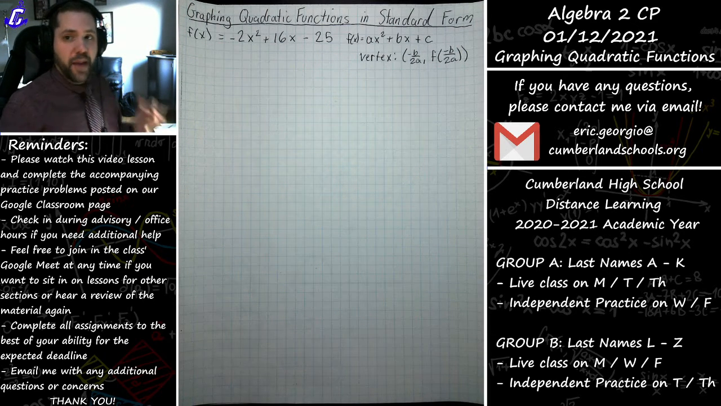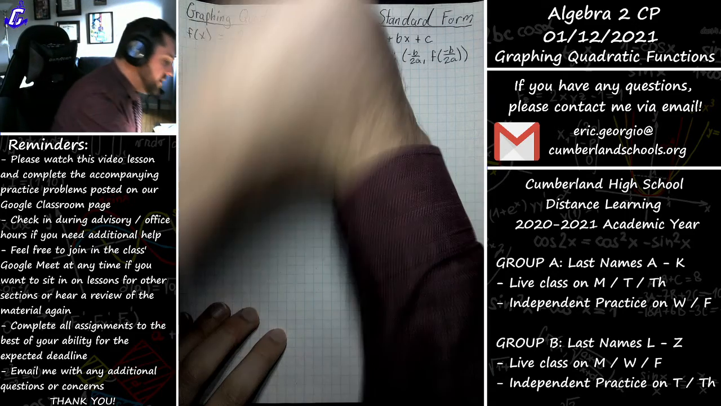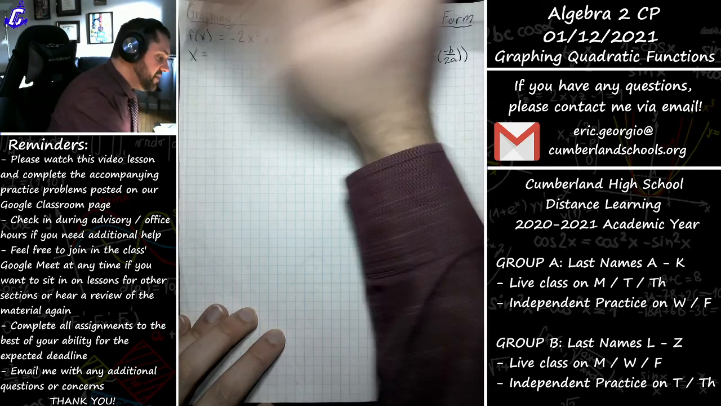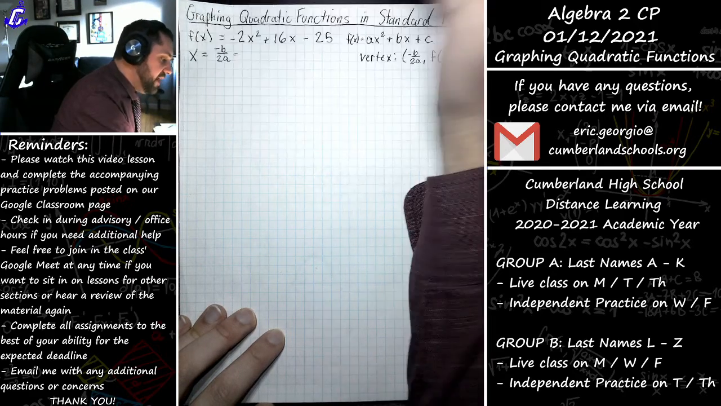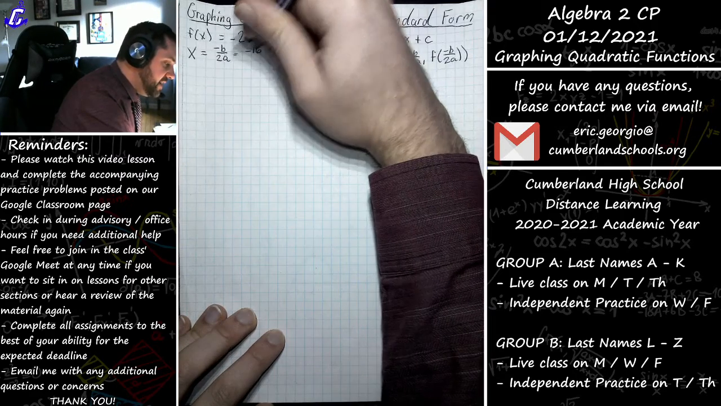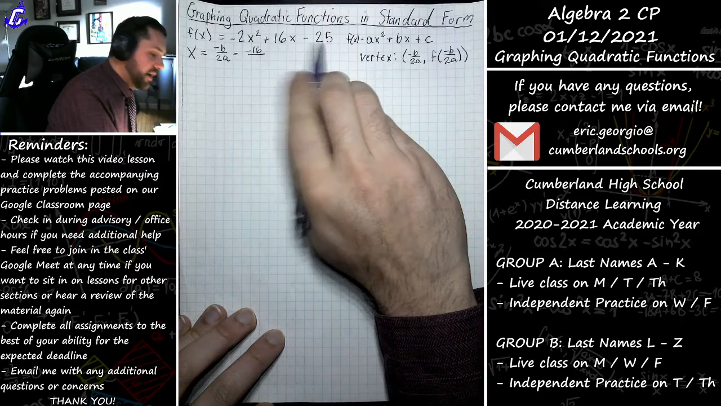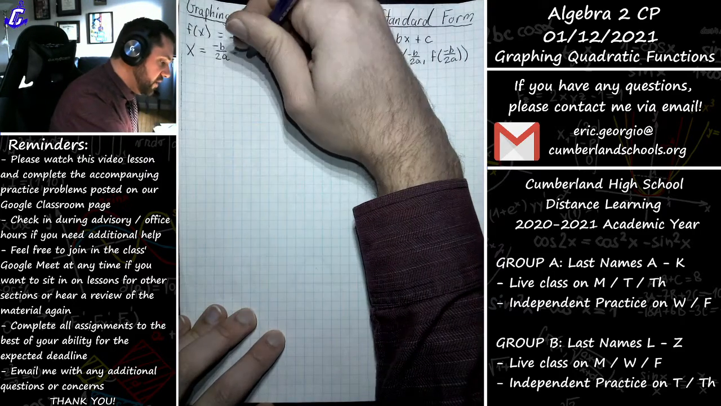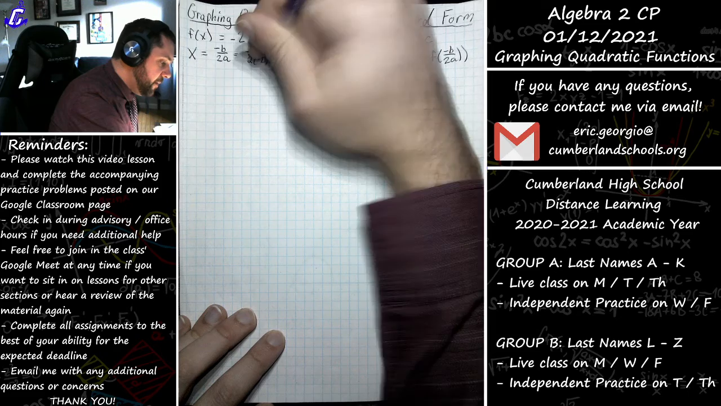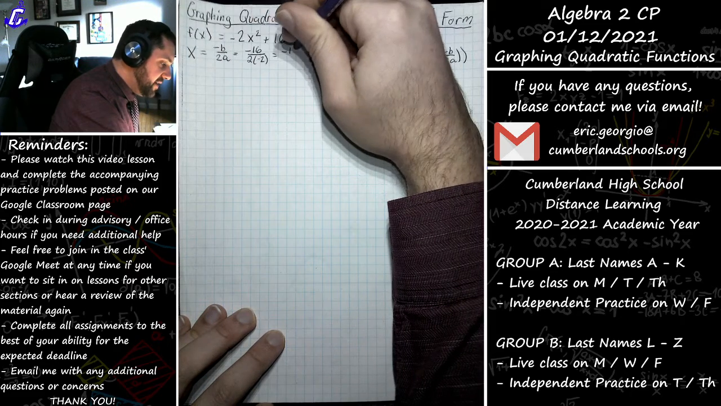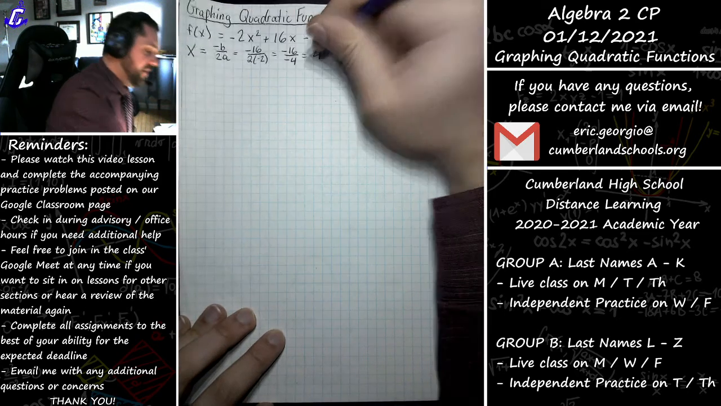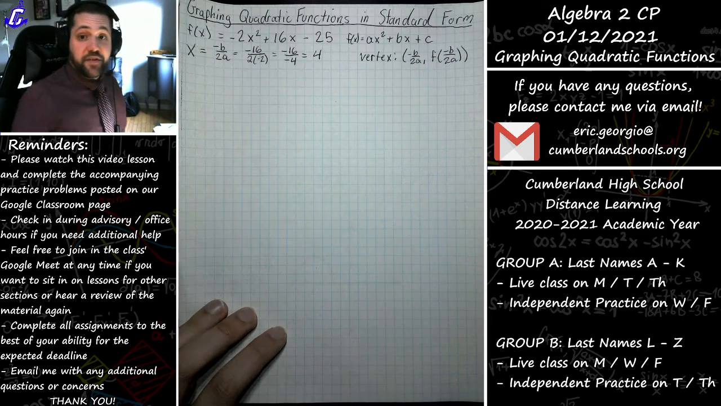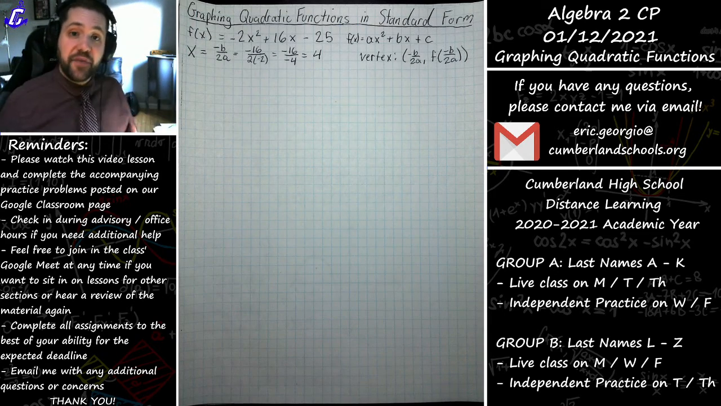We always want to start by finding the vertex. The x-coordinate of the vertex is negative b over 2a. In this case, that's going to be negative 16, because this is our a, b, c, over 2a, so 2 times negative 2. That's negative 16 over negative 4. Negative 16 divided by negative 4 is positive 4. So that's the x-coordinate of our vertex, positive 4.